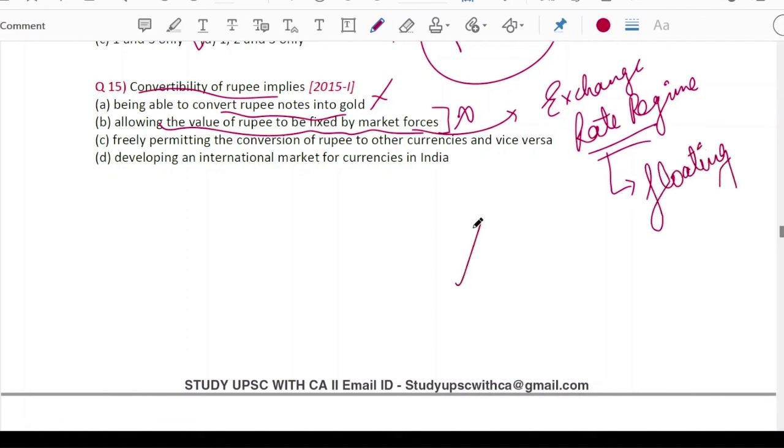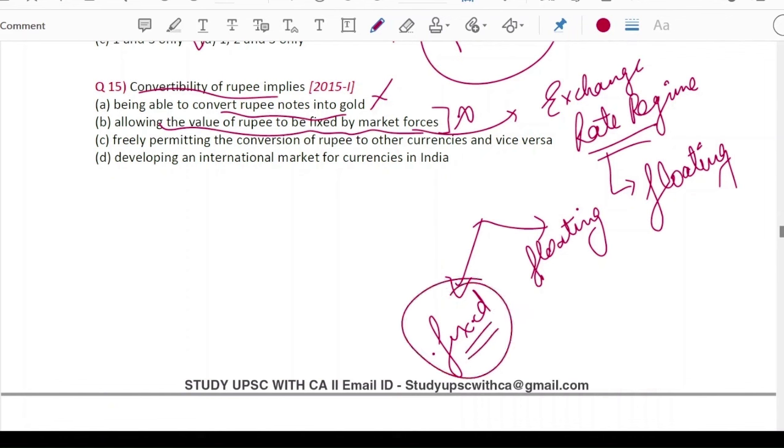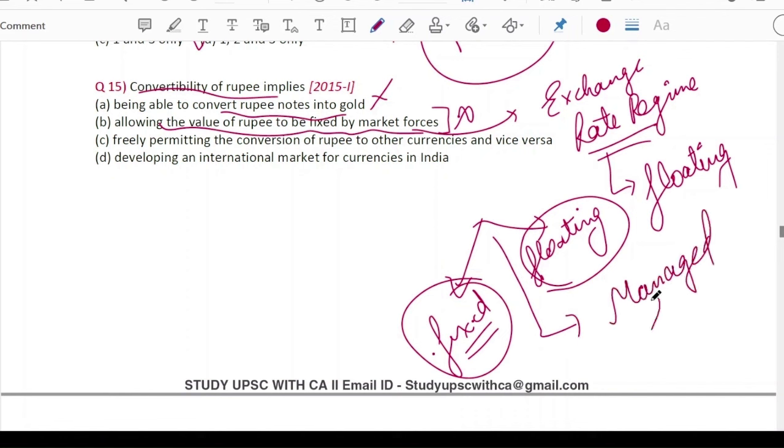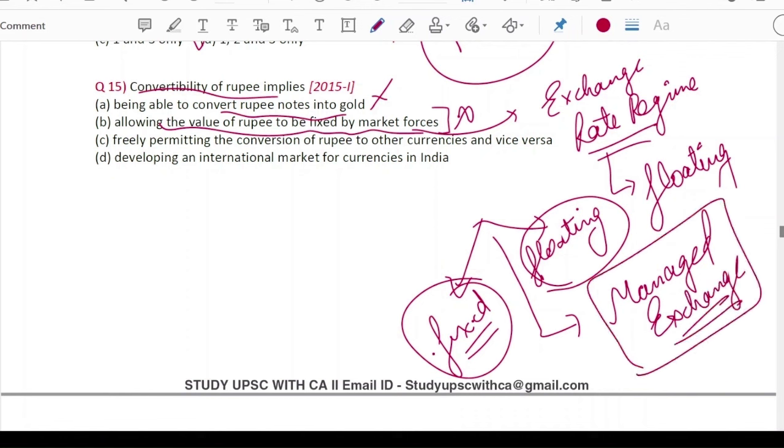As we have seen, there are two types of exchange rate regime. One is fixed and the other one is floating. In fixed, government intervenes to decide the value of domestic currency against the foreign currency. In floating currency, it is decided by market forces. But India adopts managed exchange rate regime. Freely permitting the conversion of rupee to any other currencies and vice versa. Yes, this is true.